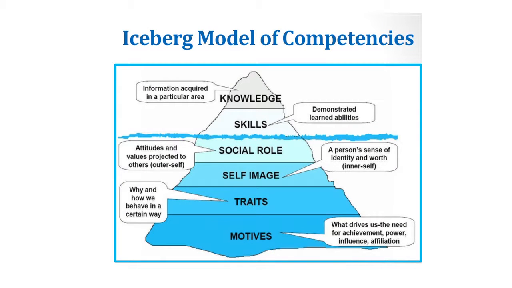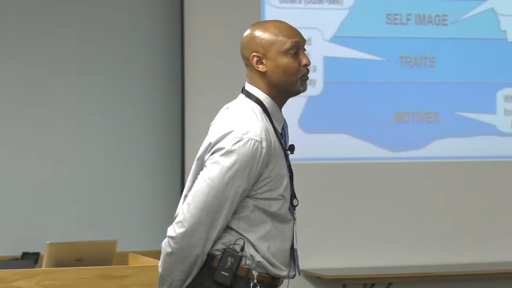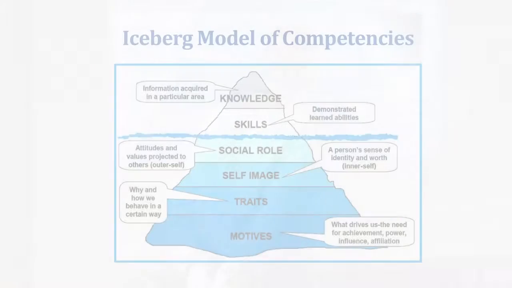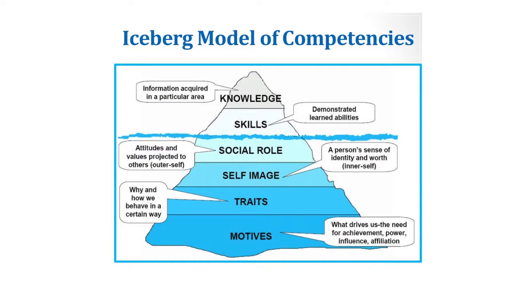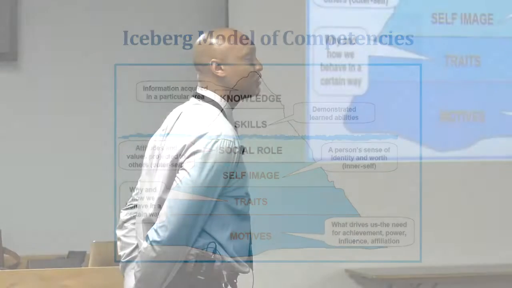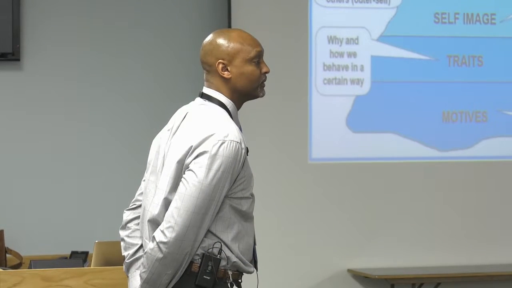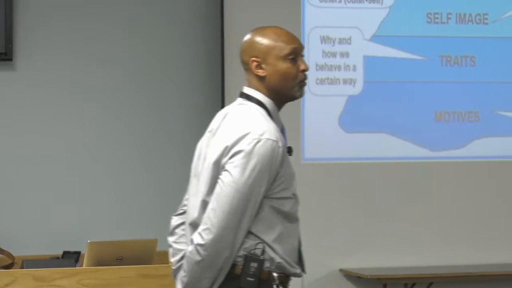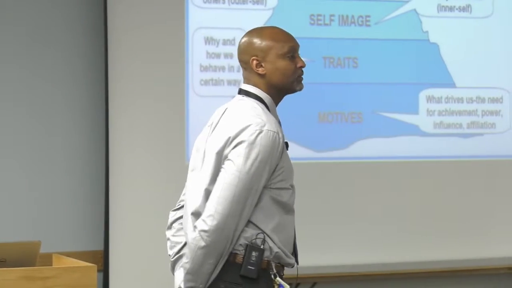I thought this was a really good model. Icebergs and visual models are really good. Look at what's above the water: knowledge and skill. A lot of that is the IQ. Some of it might be the experience of things that we've learned, demonstrated, learned abilities. But look what's beneath the water. Iceberg, we remember the Titanic. What's beneath was a lot more than what was above: social role, self-image, your traits, and your motives. Always more beneath than there is above. So we have to have that delicate balance of having what's beneath, but also showing what's above, the skill and the knowledge.